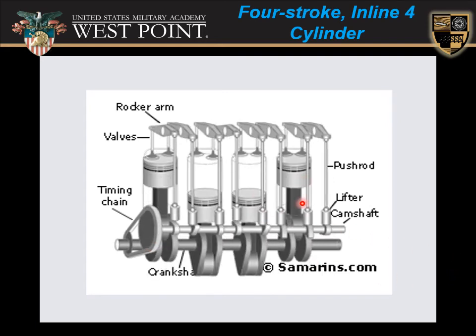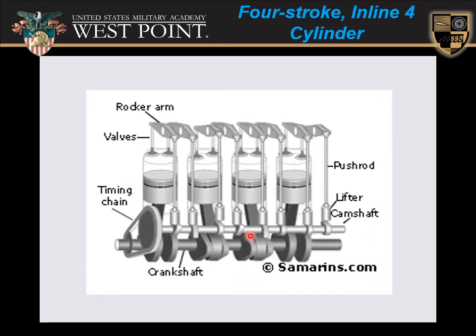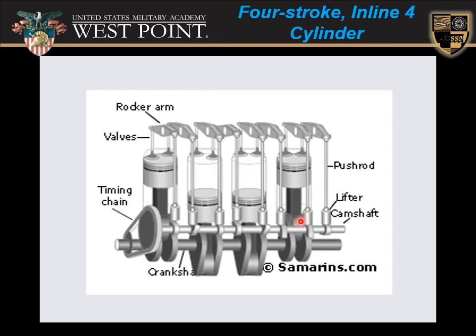Note that piston 1 and piston 4 are in phase with each other, and piston 2 and piston 3 are in phase with each other, but they are 180 degrees out of phase from pistons 1 and 4. This is done for vibrational purposes. Now note, each of these cylinders, even if it's in phase in motion with another cylinder, is in a different stroke, and we'll talk about that later on.